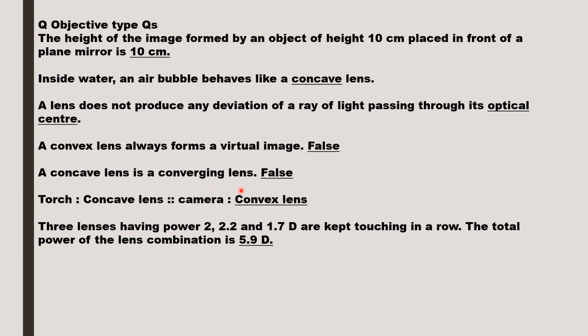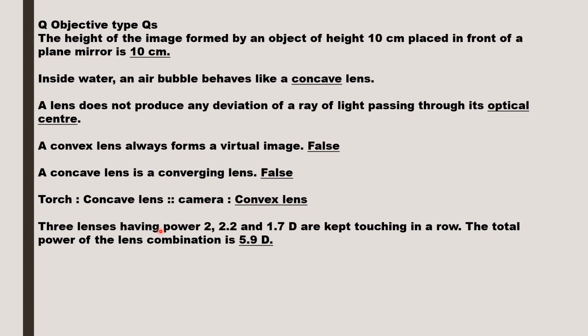A concave lens is a converging lens. False. A concave lens is a diverging lens because it diverges the rays of light passing through it or falling on it. Torch contains a concave lens. Camera contains a convex lens.